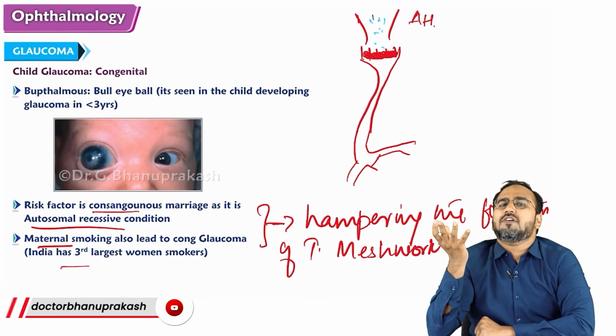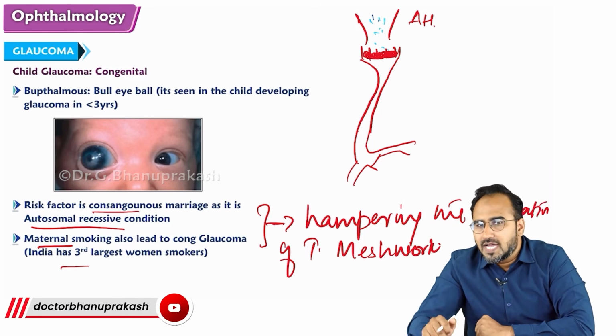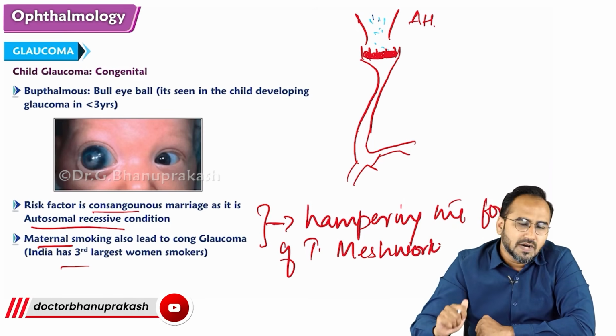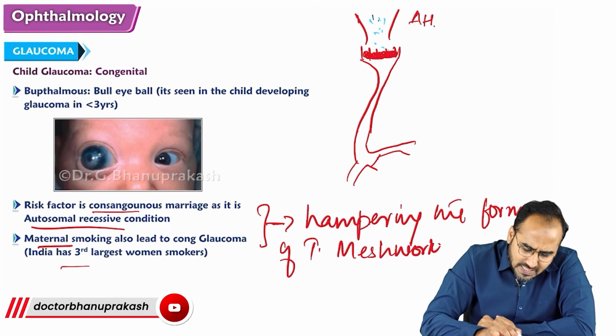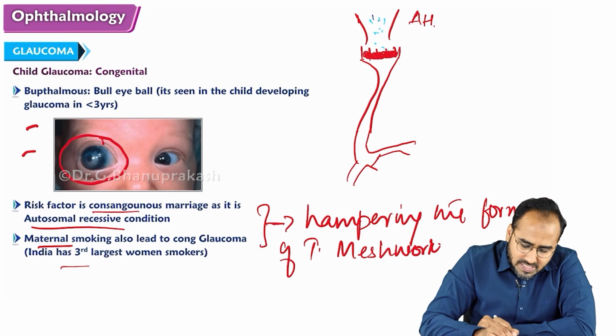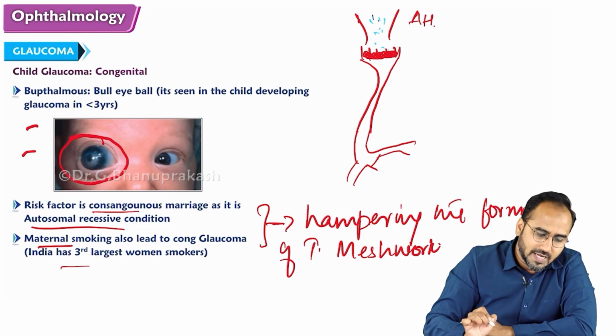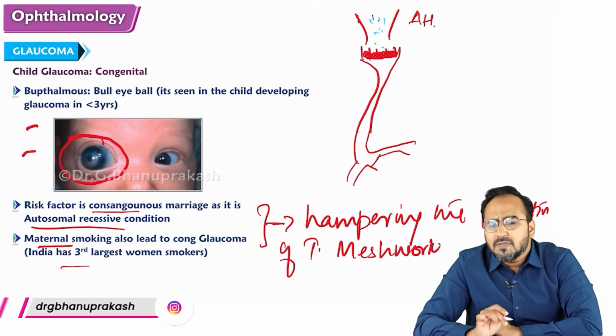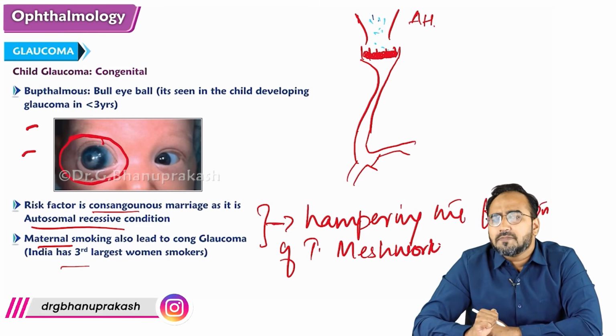That bull's eye formation is called as what? Buphthalmos. Buphthalmos is a classical feature of what glaucoma? Congenital glaucoma. You can see in this child suffering with what guys? Buphthalmos. Apart from buphthalmos, what are the other things that the patient will have?